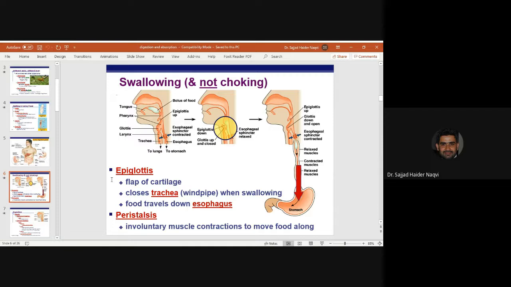There is a specific movement which facilitates this bolus of food to go from the mouth to the esophagus, and that particular movement is called peristalsis. Peristalsis is the involuntary muscle contraction which facilitates the movement of this bolus of food from the mouth to the esophagus, and from the esophagus to the stomach.